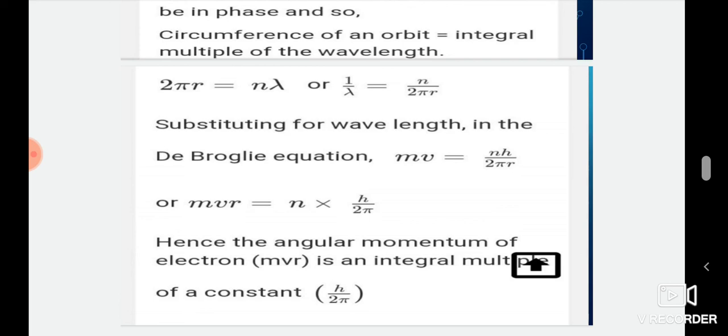Okay, now in our next video I will explain the verification of this de-Broglie equation and also give you some numericals to solve. Okay, thank you so much.